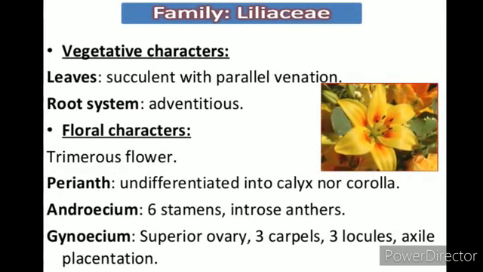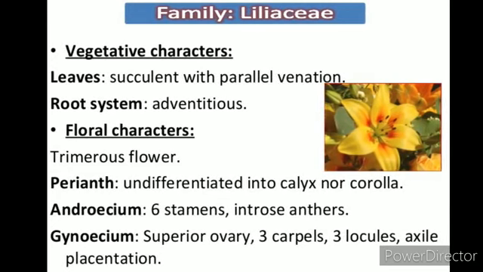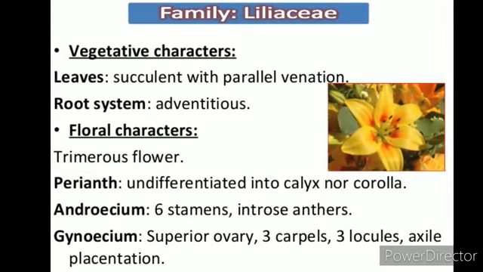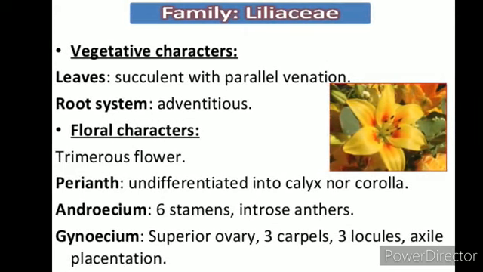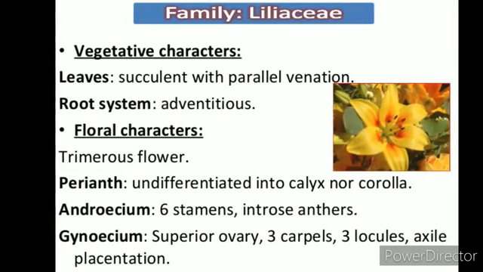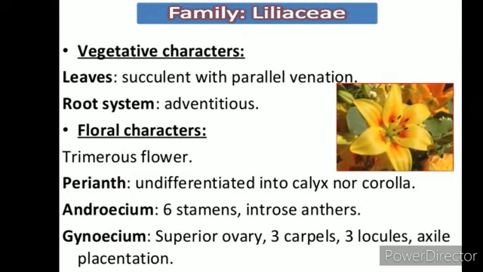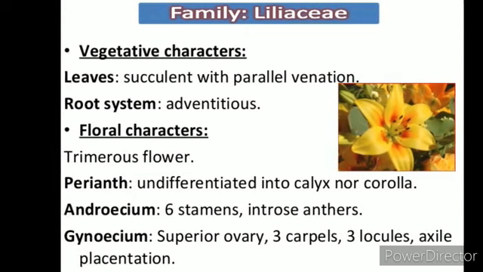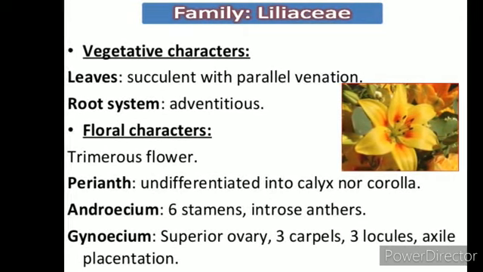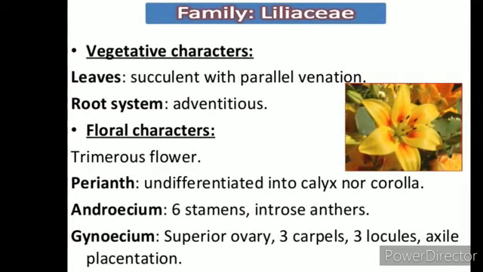Now coming to the stem, mostly it is underground. Bulb: Allium and Lilium are bulb type. Corm: Colchicum is corm, and rhizome is Gloriosa. Some are even aerial above the soil, weak and tendril climbers like Gloriosa and Smilax, and branches modified into cladodes, which you can see in asparagus. So this is the type of stem in the Liliaceae family.